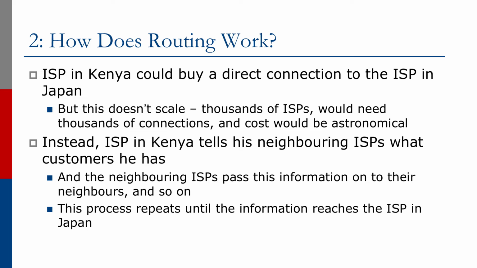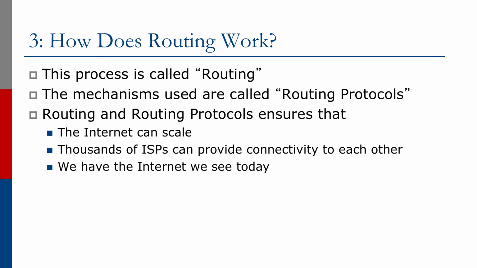Instead, the ISP in Kenya tells its neighboring ISP what customers it has, and the neighboring ISPs pass this information on to their neighbors, and so on. This process repeats until the information reaches the ISP in Japan. This process is called routing. The mechanisms used are called routing protocols.